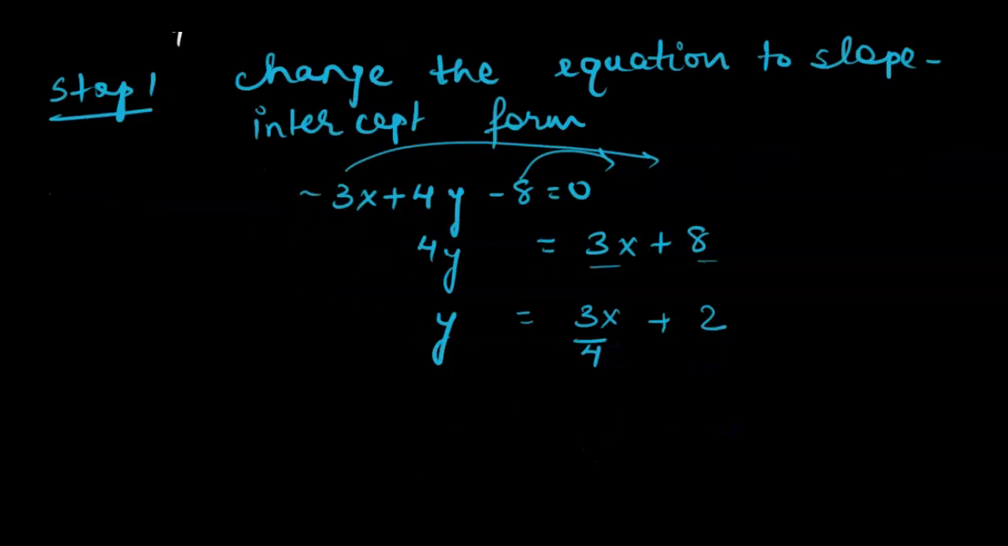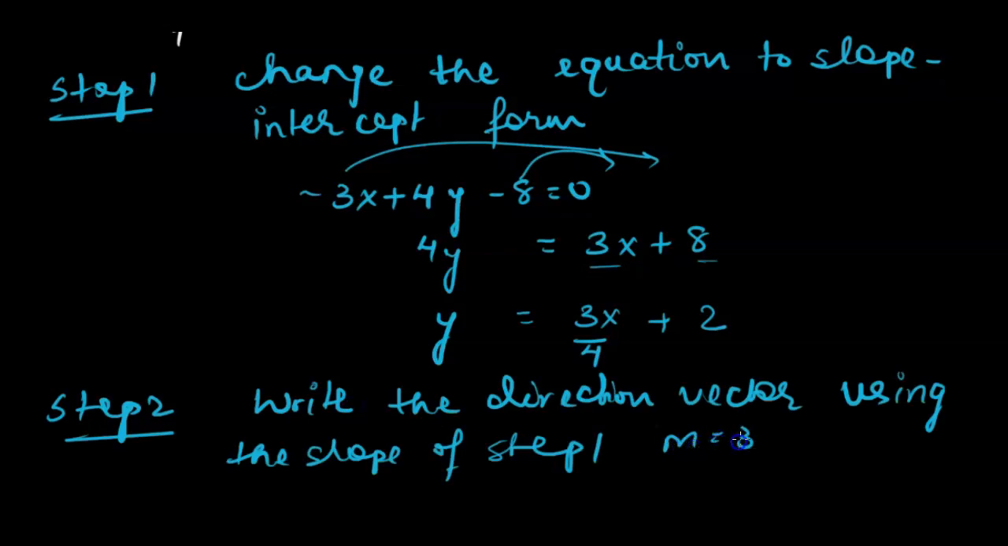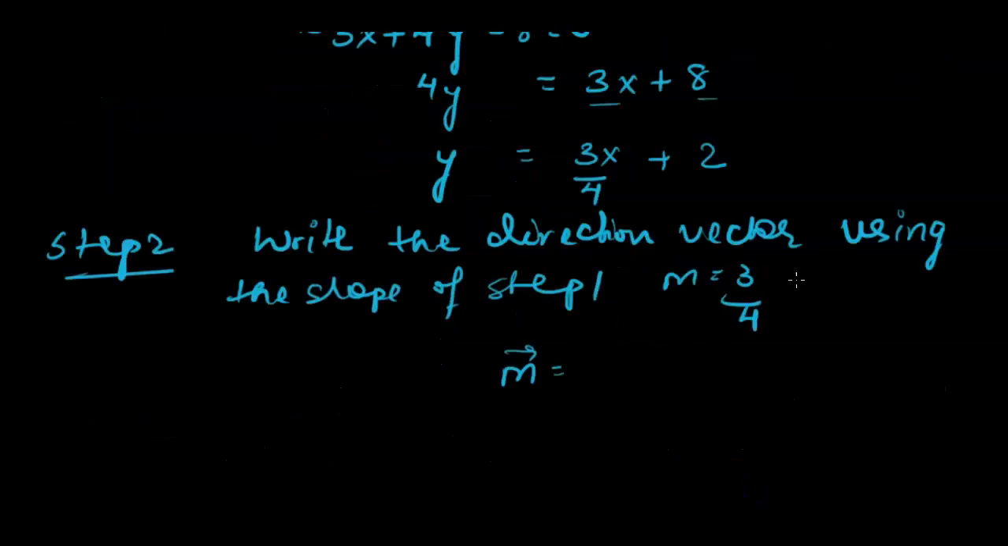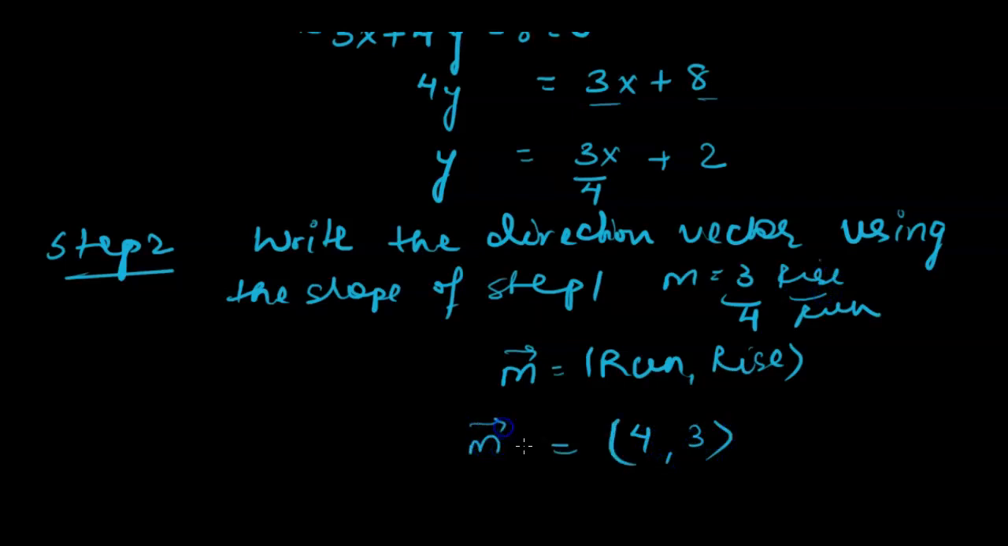Once we get the slope-intercept form, we proceed to the second step, which is to write the direction vector using the slope of the slope-intercept form equation. We know the slope is 3 over 4. The direction vector is run comma rise, and here we are given rise over run. So run is 4, rise is 3, and this is our direction vector.